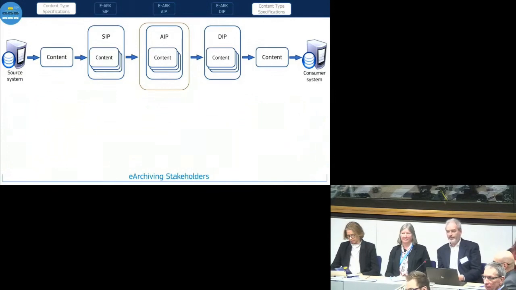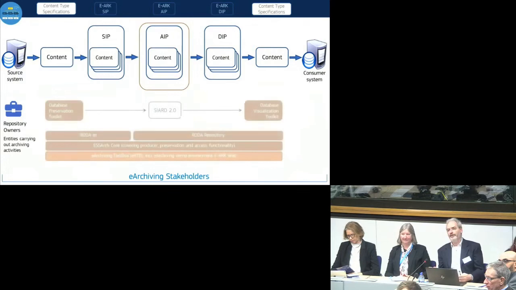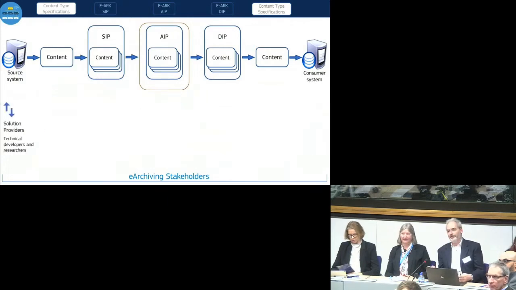eArchiving stakeholders. I've made some slides by stakeholders. The eArchiving building block has identified three major stakeholder groups. Operator managers, that's practically anyone with data that needs to be stored. I think that's all of us. Repository owners, organizations doing the archiving, so archives or any organization with archiving, and solution providers, that's software developers and researchers.